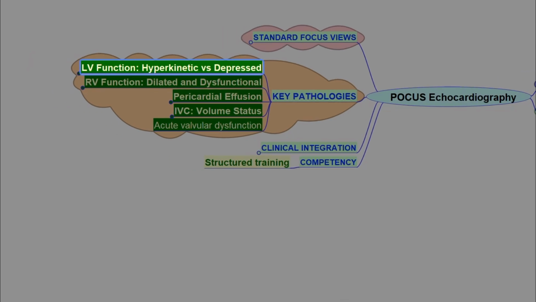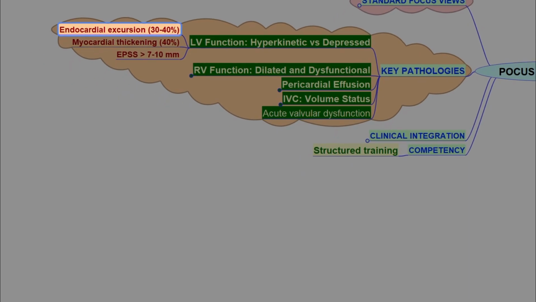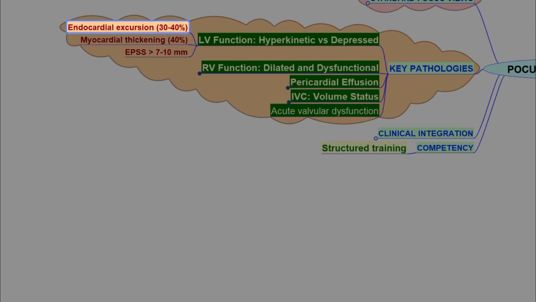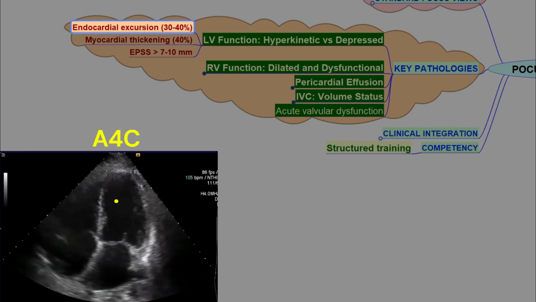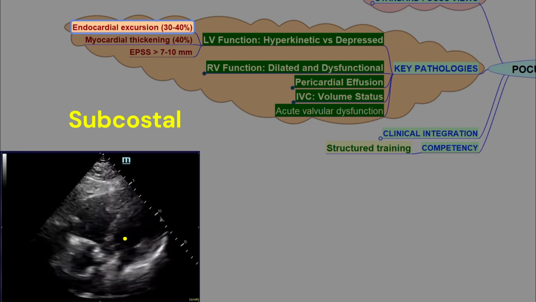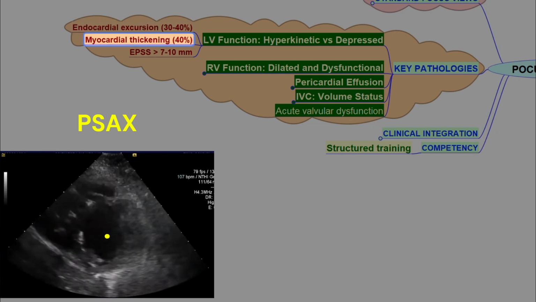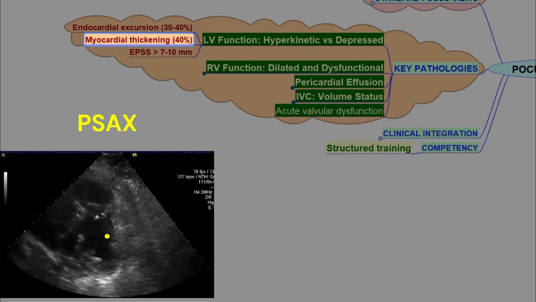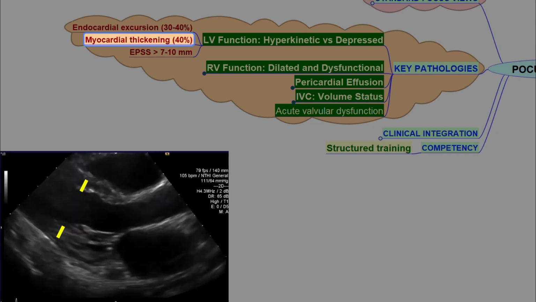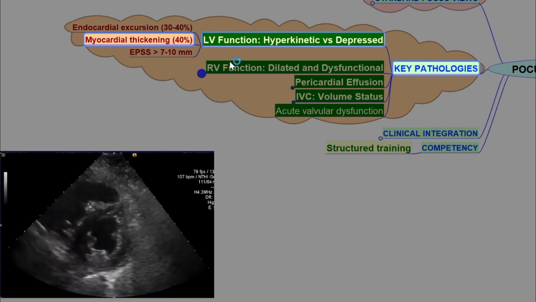Starting with LV function assessment, we have two visual estimations and one quantitative measurement. First, endocardial excursion. This is a visual estimation of how much the LV wall moves inward during systole. Visually estimate an area fractional shortening of approximately 30 to 40% for normal function. Then we have myocardial thickening. The muscle itself should thicken by approximately 40% during contraction. Little or no thickening indicates dysfunction.